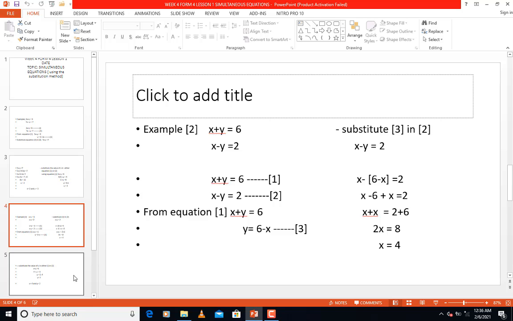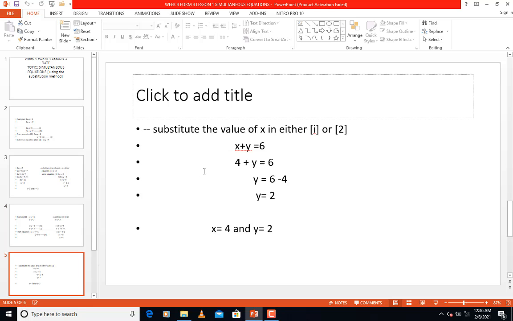So what it means now is x is equals to 4. Now, substitute the value of x in either 1 or 2. Substituting x is equals to 4 in x plus y is equals to 6, y is equals to 6 minus 4. Grouping like terms, y is equals to 2. Then you now conclude by saying x is equals to 4 and y is equals to 2.